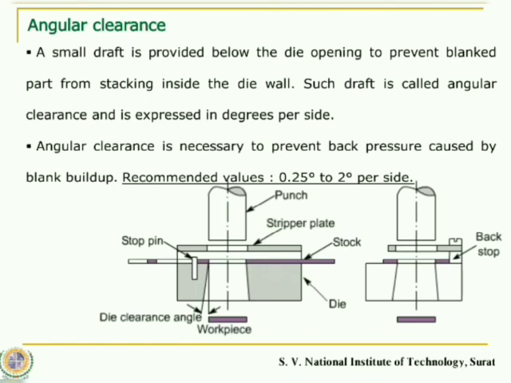Such type of draft is called the angular clearance and it is expressed in degrees per side. Angular clearance is necessary to prevent the back pressure caused by the blank buildup. The recommended values of angular clearance range from 0.25 degree to 2 degree per side.